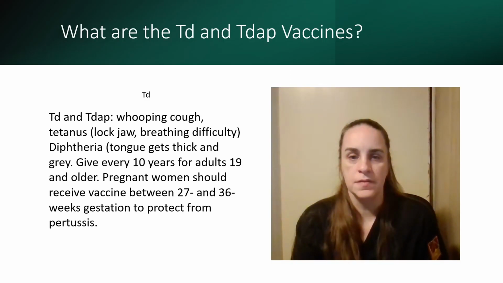The Tdap and Td vaccines are for whooping cough, tetanus, and diphtheria. You should get one every 10 years for adults 19 and older, and pregnant women should receive the vaccination between 27 and 36 weeks gestation to protect from pertussis.